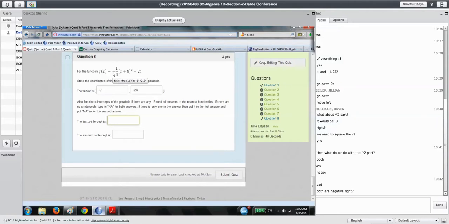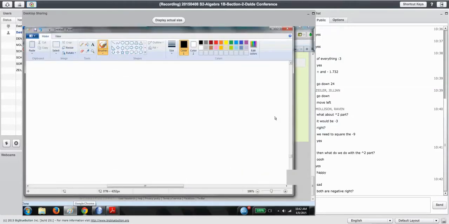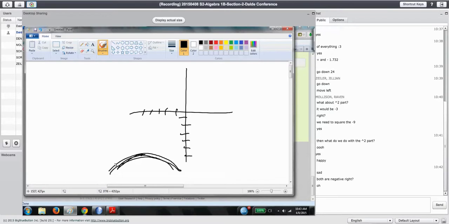Not because both are negative. This negative 24 tells you to move it down 24. This negative tells you to make it a sad parabola. So because it's a sad parabola, it's facing upside down. If I were to graph this in my head, it would go down 24, so way down here, backwards 9, so somewhere over here, and it's facing upside down. Right?